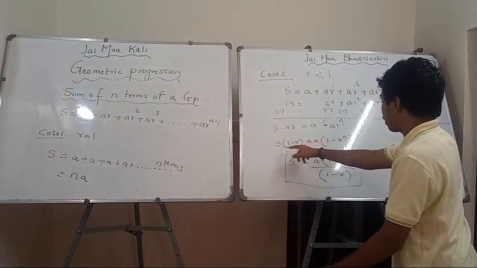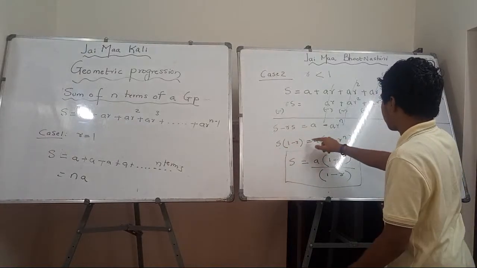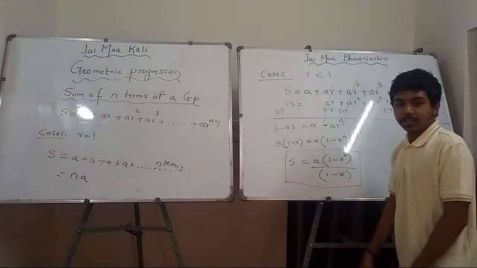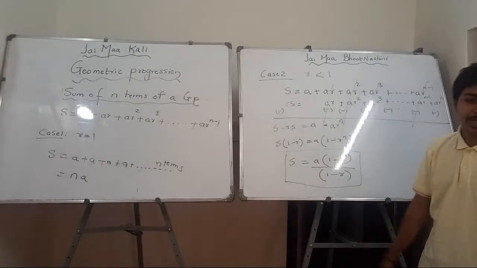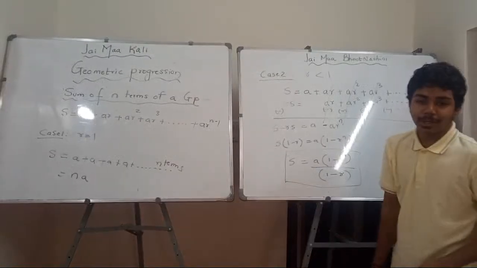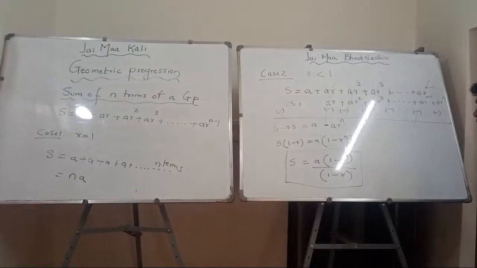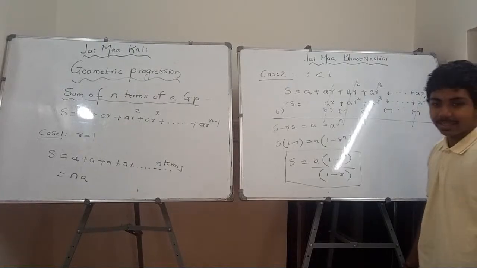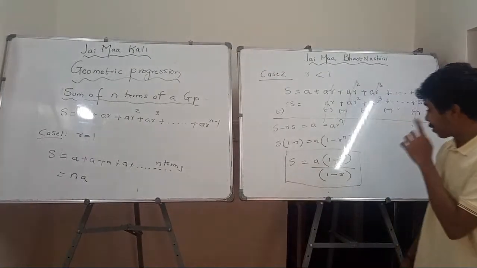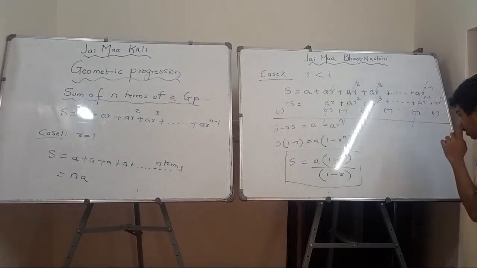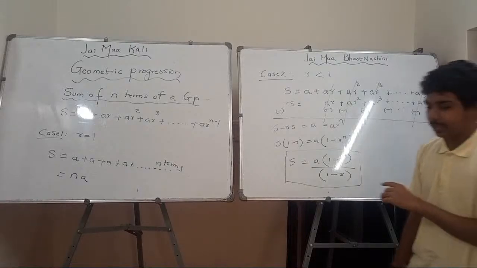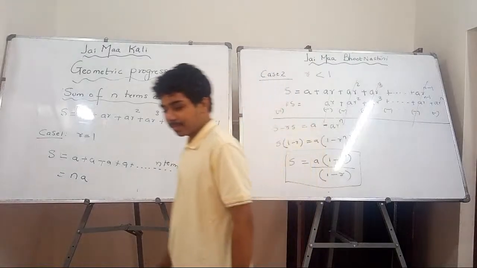So S is equal to, if you want to find S, divide both sides by 1 minus R. So 1 minus R on the left hand side will cancel, and on the RHS you will get that. Yes? Okay, Ananya, are you clear?